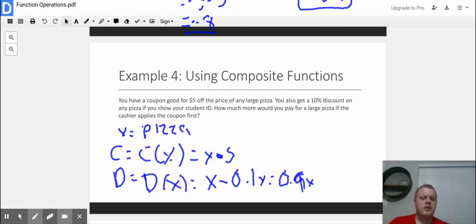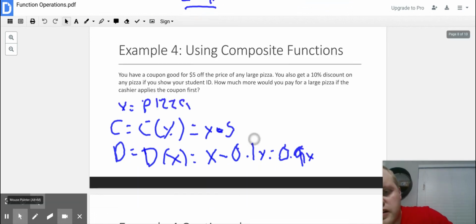9x. So pretty much you're only paying for 90% of the pizza. That's what they're saying there. So from here, we need to find the two values. Again, it's asking for how much more would you pay for the large pizza if they applied the coupon first. So essentially what we're doing here is setting up two different composite functions. Let's take a look at what that's going to look like.